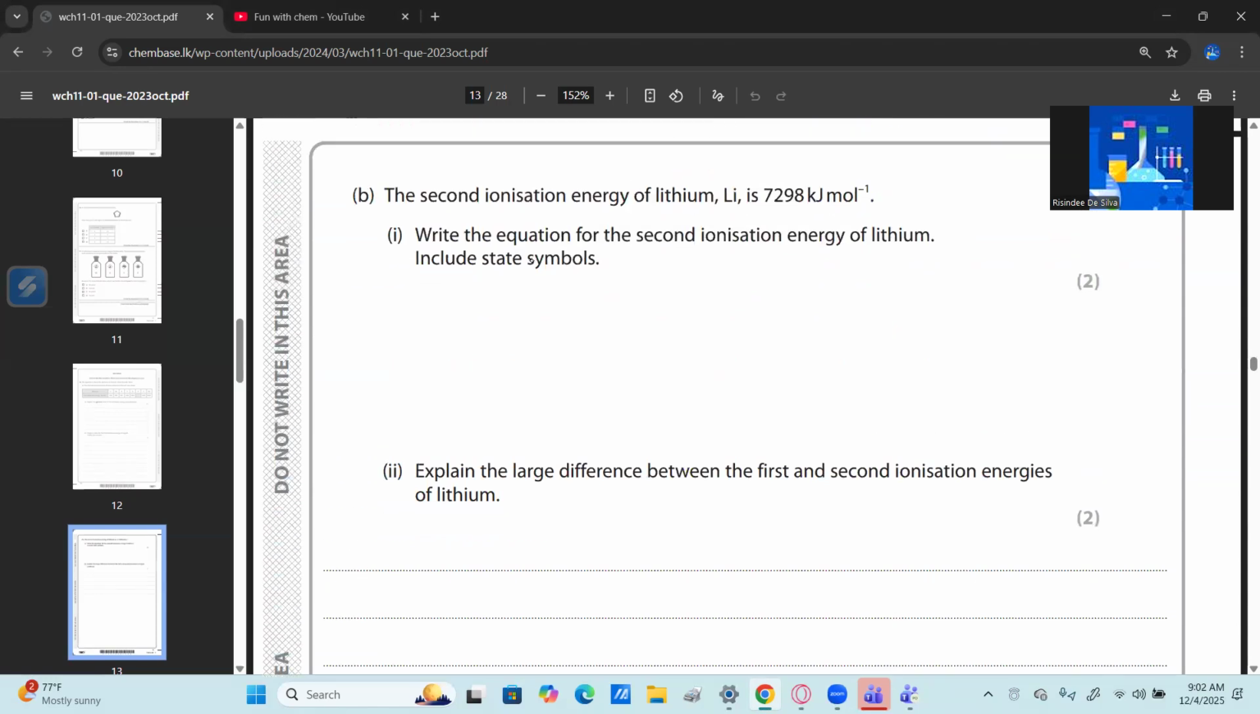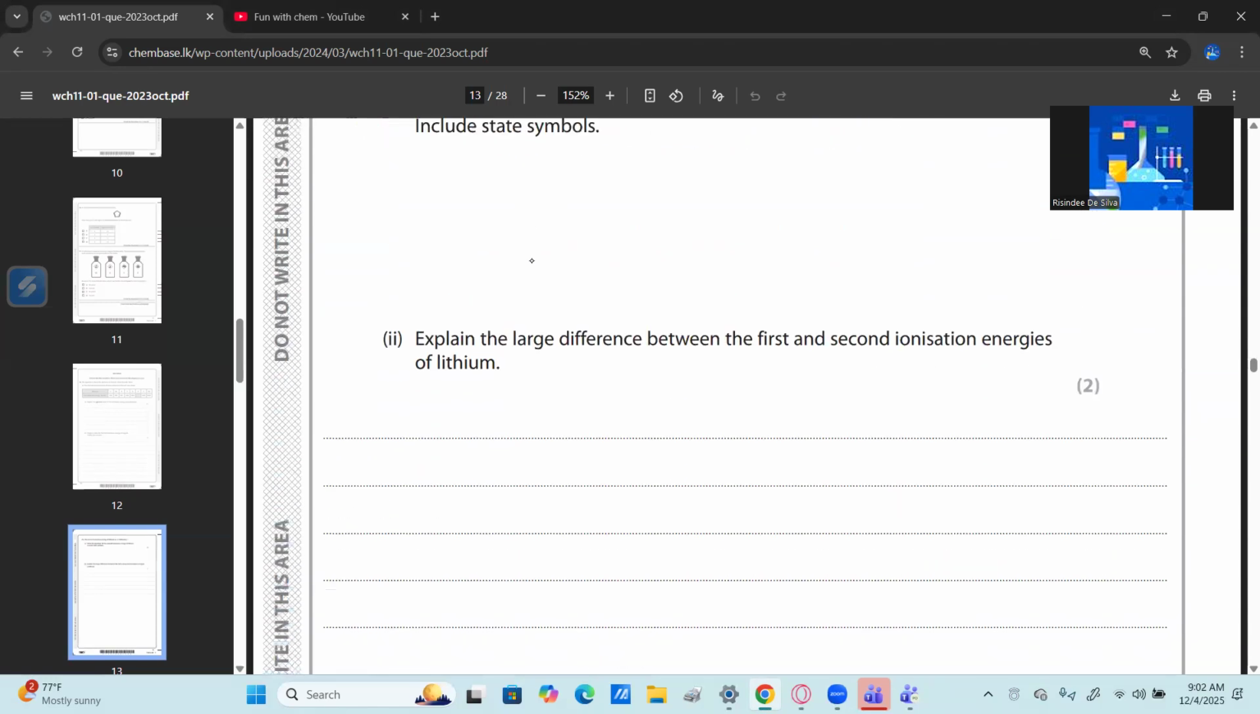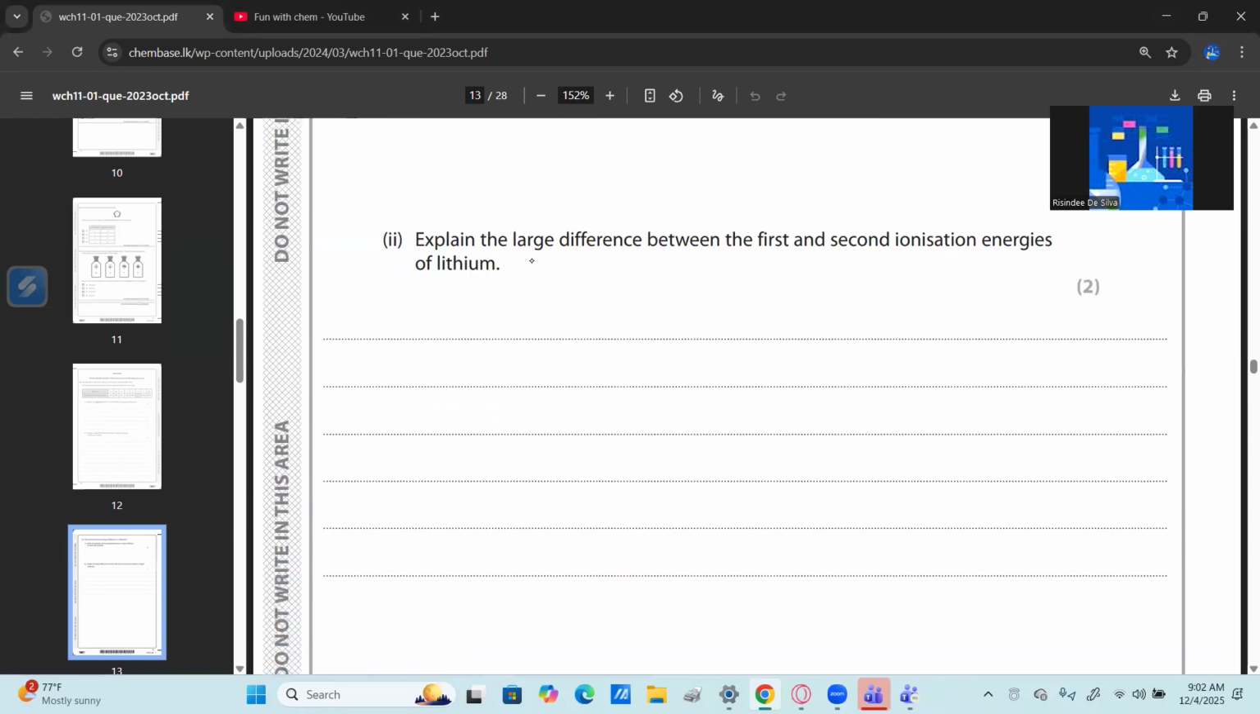Then I explained the B1. Now B2, explain the large difference between the first and second ionisation energies of lithium. So we know, children, lithium is 3, 1s2, 2s1. So first electron is removed from a 2s subshell, which is far from the nucleus. Second electron is removed from a stable electronic configuration or from a full shell. So we need to give more energy and it is also closer to the nucleus, right?